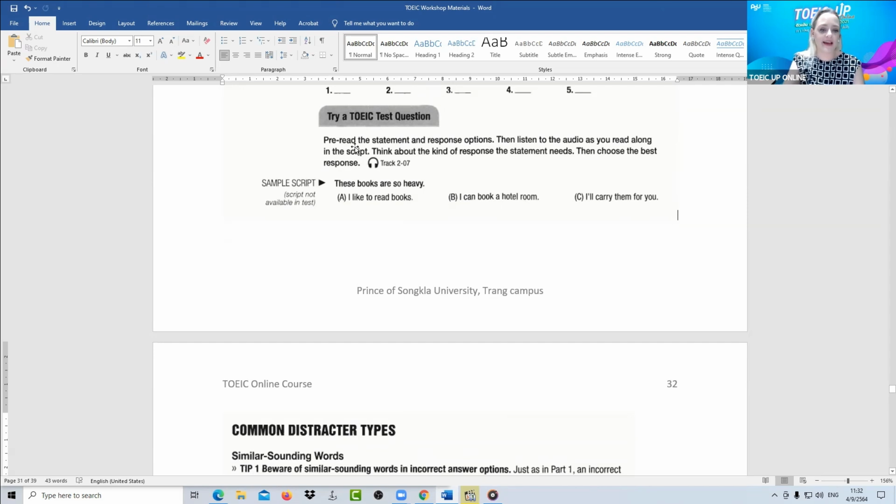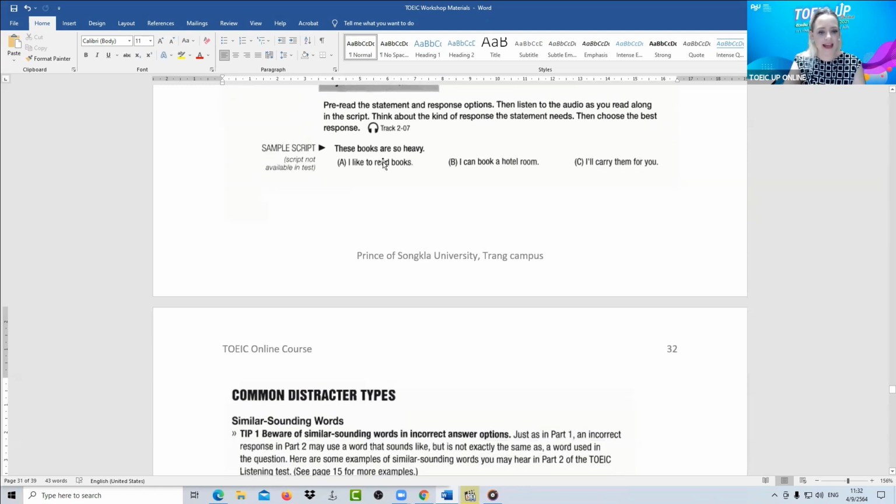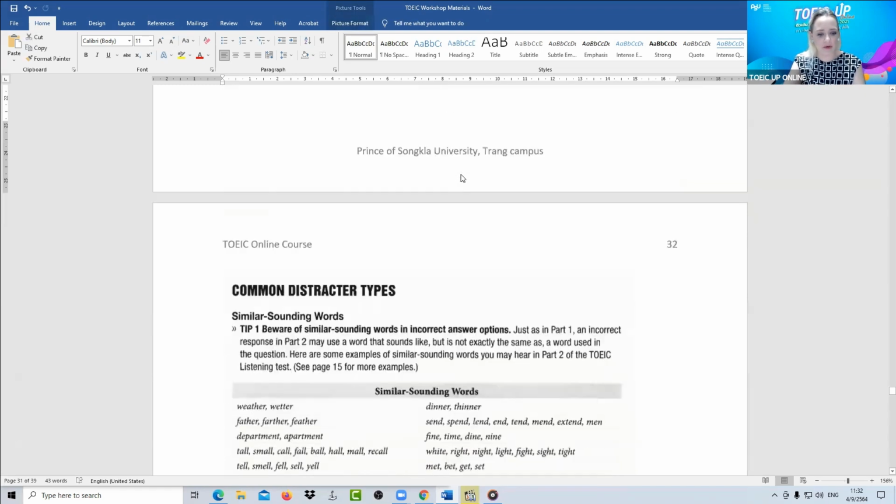Okay, what they've done, these books are so heavy. They've put books in the answer, so it tricks you, right? Yeah. In this one, they use book as the verb to try and trick you, but the answer is I'll carry them for you. So I'll help you because you say it's too heavy, so let me help you. Okay, so be careful for these tricks that they're throwing in.